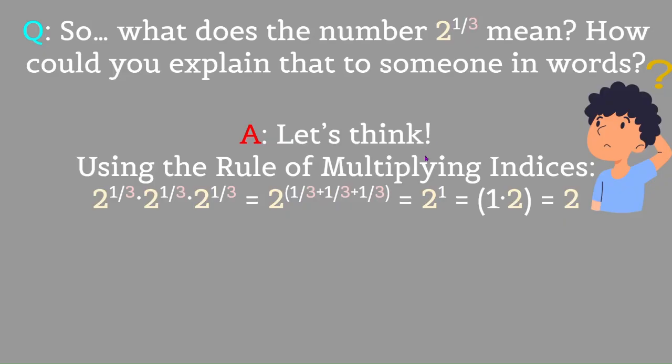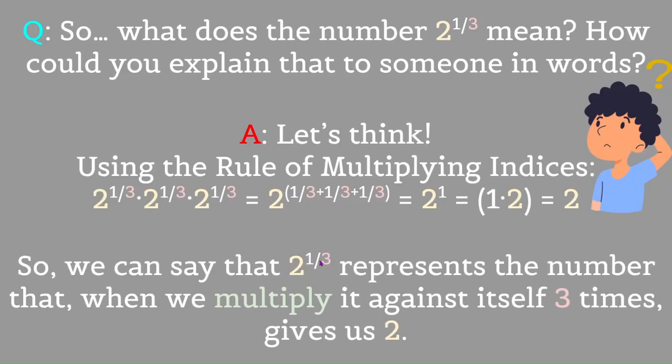Okay, so we can say that 2 to the power of 1 over 3 represents the number that, when we multiply it against itself 3 times, gives us 2, right? So x times x times x equals 2, right? That's what it means. Or let's think about this. What would the cube root of 27 be? 3 times 3 times 3 is 27.